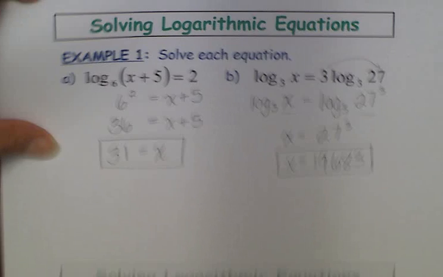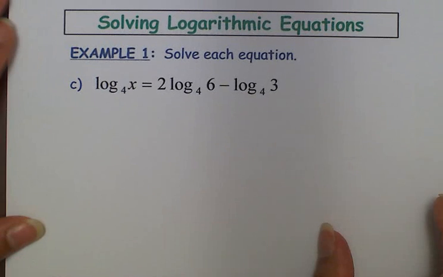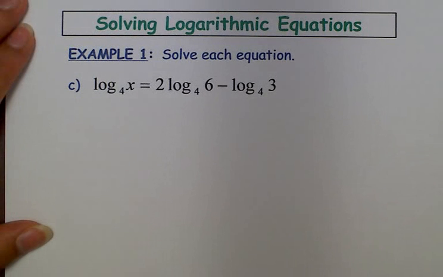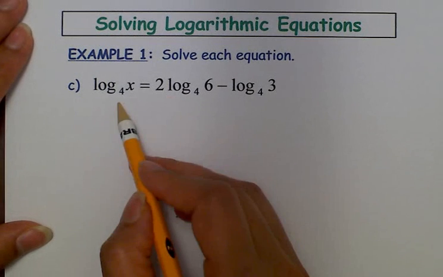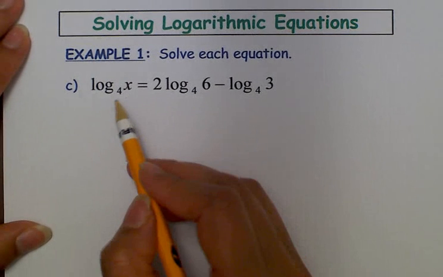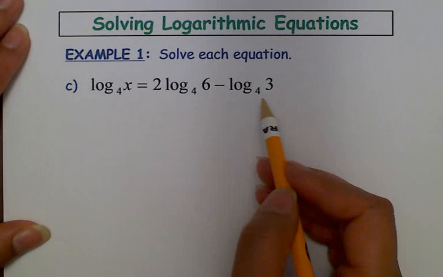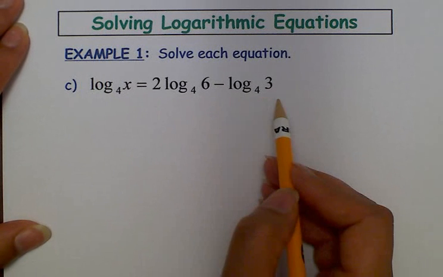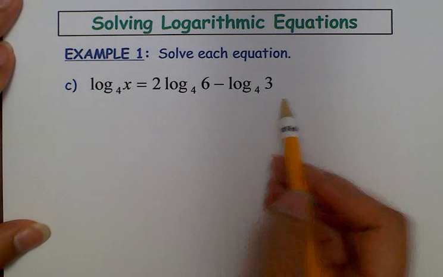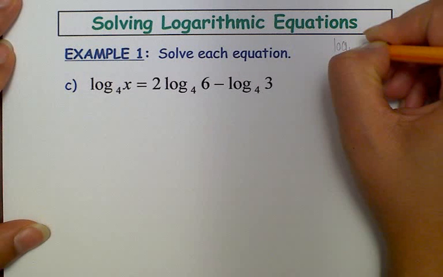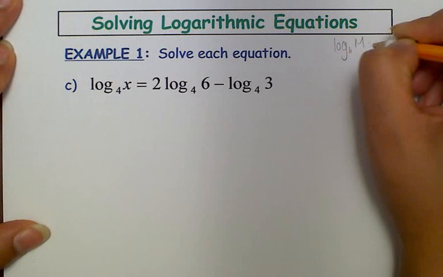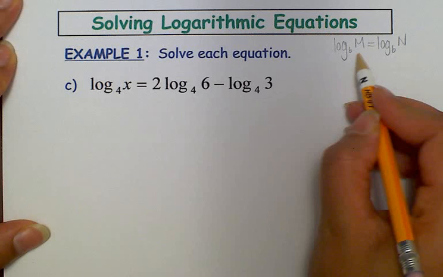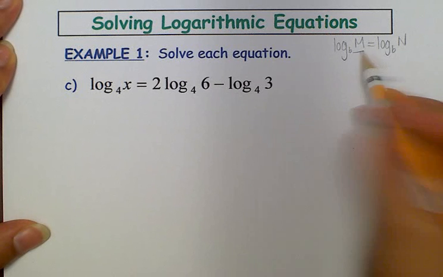Okay. Look at part C. We have log base 4 of x is equal to 2 log base 4 of 6 minus log base 4 of 3. You'll notice that the left-hand side, the logarithm that you have, is the only one with the variable in it. The right-hand side, the ones that you have do not have any variables. So I'm going to apply some of the laws of logarithms on the right-hand side to try to simplify it, and then use that property that we mentioned earlier, where if you have log base b of m equal to log base b of n, then that indicates that m and n must be equal to each other. So that's the property I'm going to try to use here.